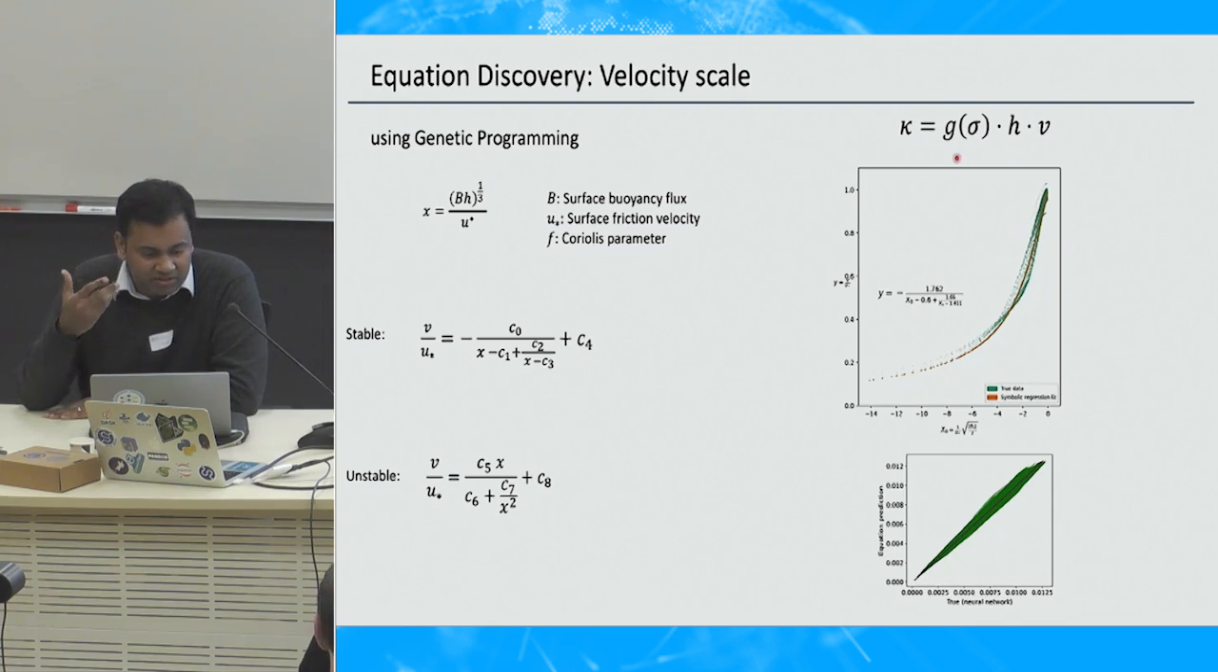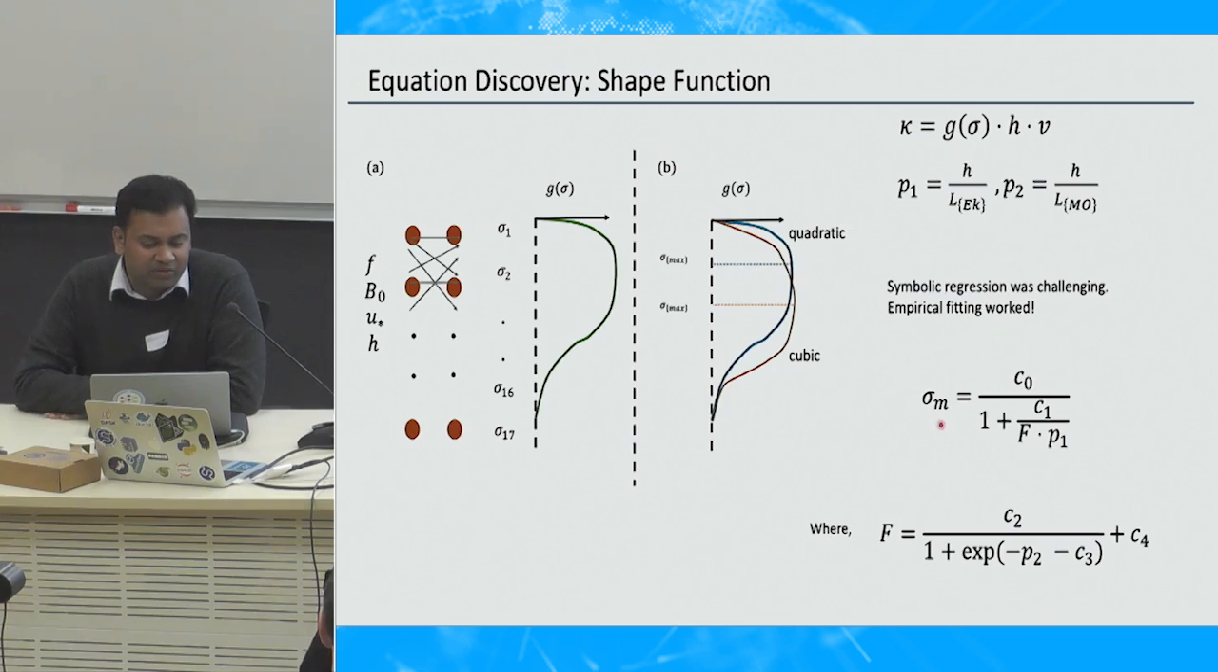So this worked for the velocity scale, but for the shape function, I again ran into problems with symbolic regression. So I did some approximation, and found that I can approximate where the maxima occurs for this shape function, and I empirically fit an equation which has inputs given here: the boundary layer depth divided by the Ekman depth as well as the Monin-Obukhov depth. Using this approximation, I was able to get a simple and well constrained equation for this G sigma. Overall, I was able to replace the networks which predicted G sigma and V with some approximate equations.